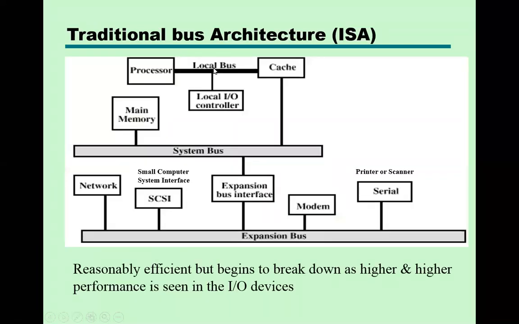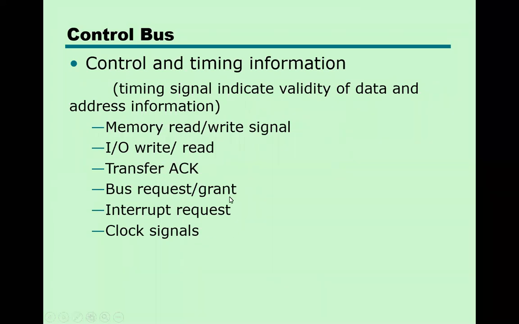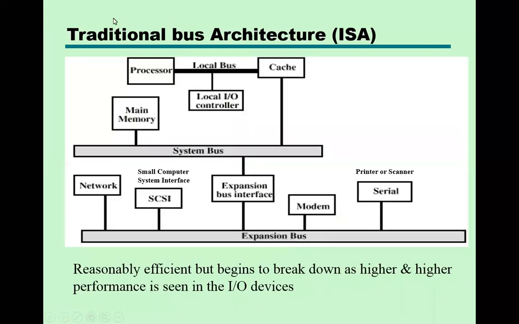The address bus carries the address. Various types of control signals are there, like memory read or write, input output read or write, acknowledgement, bus request, grant the permission, and interrupt request control signals.